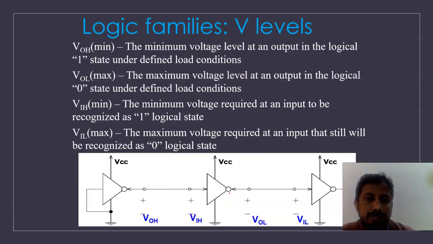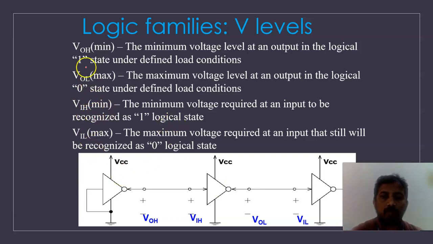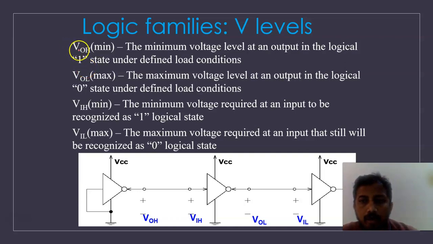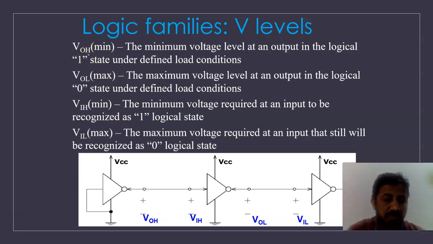Coming to the logic levels and V levels, you will have different potential levels, I would say voltage levels. VOH is the voltage high level at the output. This high level is the minimum required voltage which can be considered as an output high voltage. Similarly, VIH, the input high level voltage, is the minimum voltage required to be recognized as high voltage.